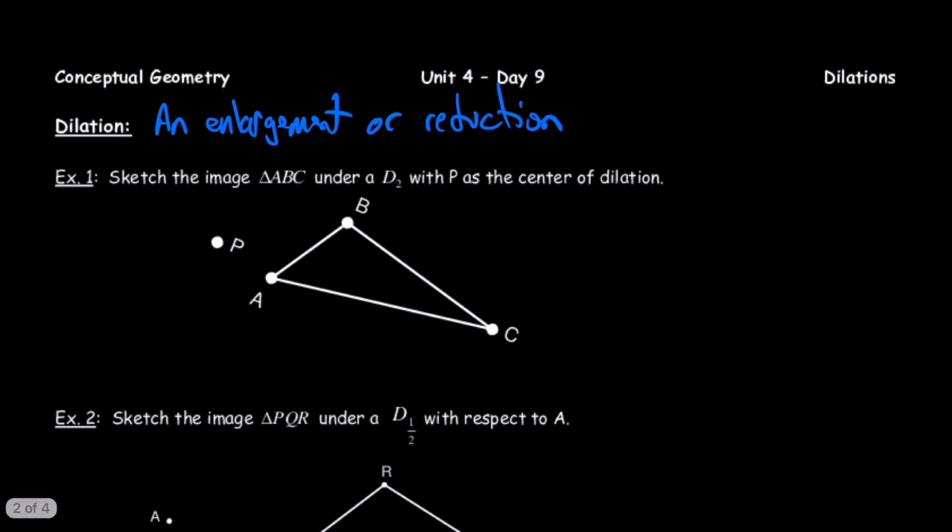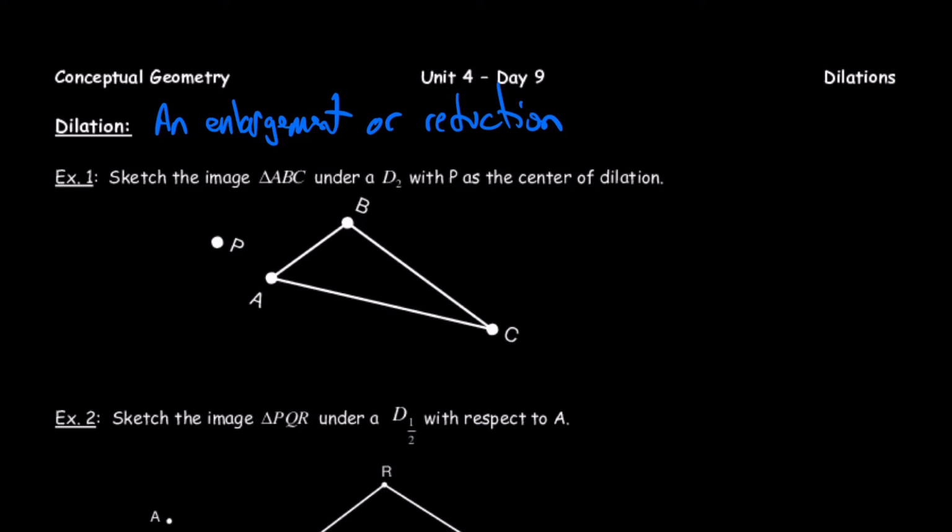So how do I sketch a dilation? I want to sketch the image of triangle ABC under a dilation of scale factor 2. So that little number there tells us how many times bigger our new shape becomes. And P is the center of dilation. So here's how it works.